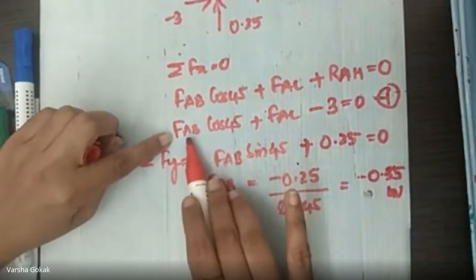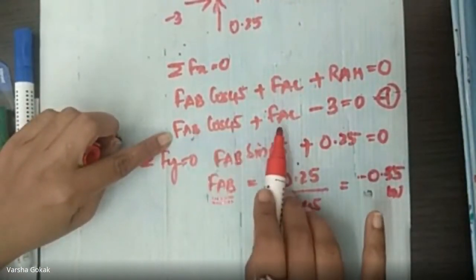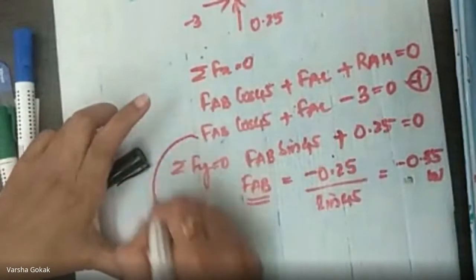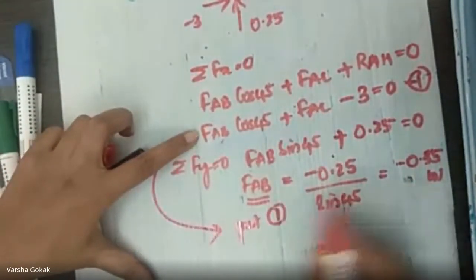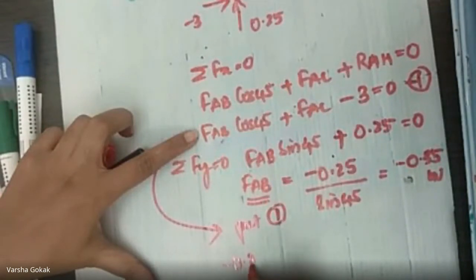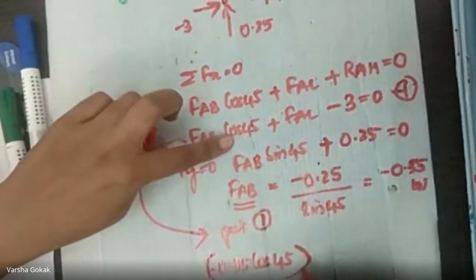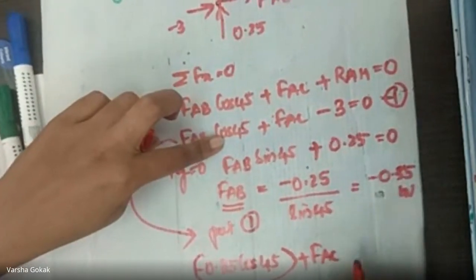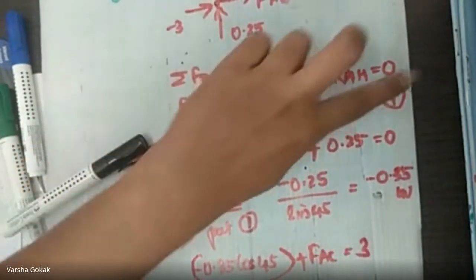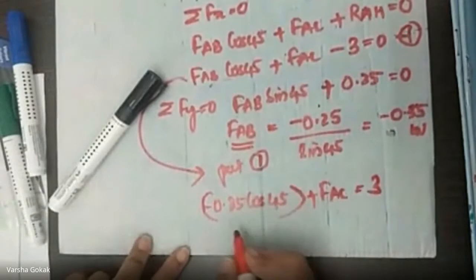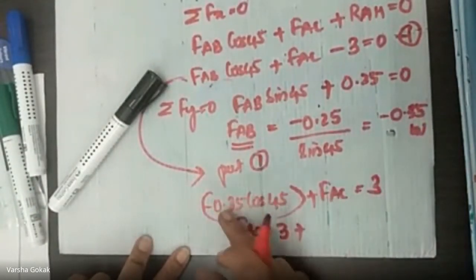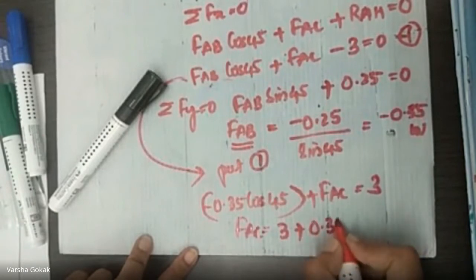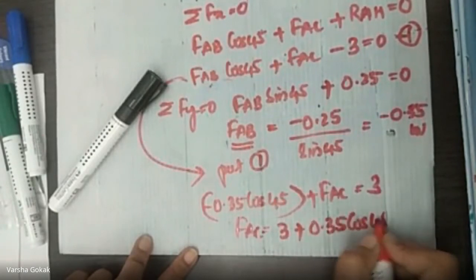Go back to this FAB, I'll put minus 0.35 and FAC alone is unknown. So substitute in this, put in equation 1. So FAB is minus 0.35 cos of 45. Now I'm substituting here, plus FAC is equal to 3. 3 goes that side. Get the value of FAC. FAC is going to be 3 plus this goes towards that side, 0.35 cos of 45. How much?